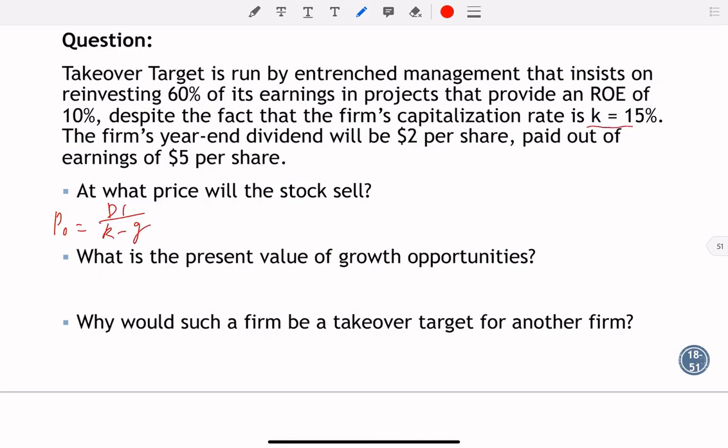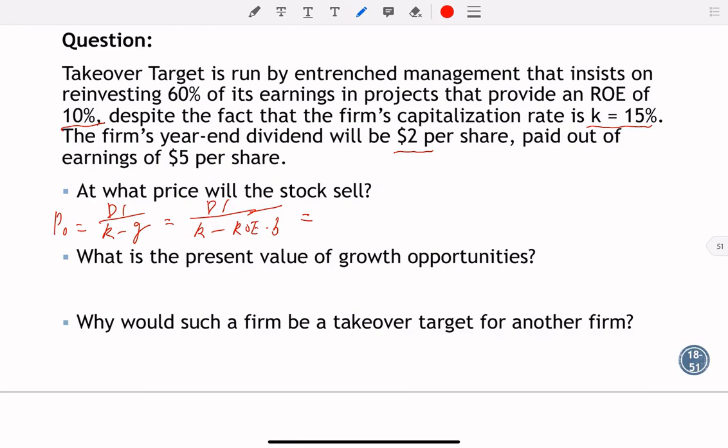Now, obviously, we have K here, and we have D1, which is this guy here. But we don't have g here, right? So we would express g as ROE times b. Now, what is ROE? It's 10%. What is b? Remember, b is the plowback ratio, defined by the reinvested amount divided by earnings.